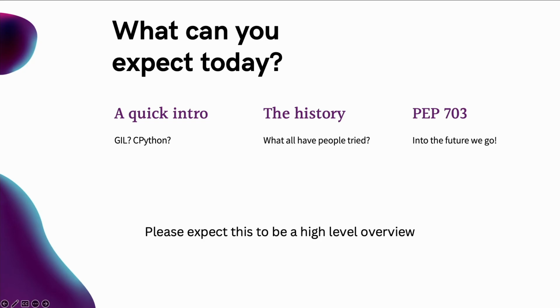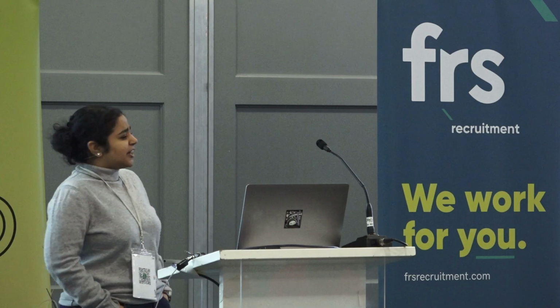This talk is going to be very high level because we're going to talk about multiple approaches to remove the GIL. But I will start very quickly by telling you what CPython is and what the GIL is, and then we will talk about the various approaches, and finally we will talk about the latest one, nogil and PEP 703, and what we can expect.